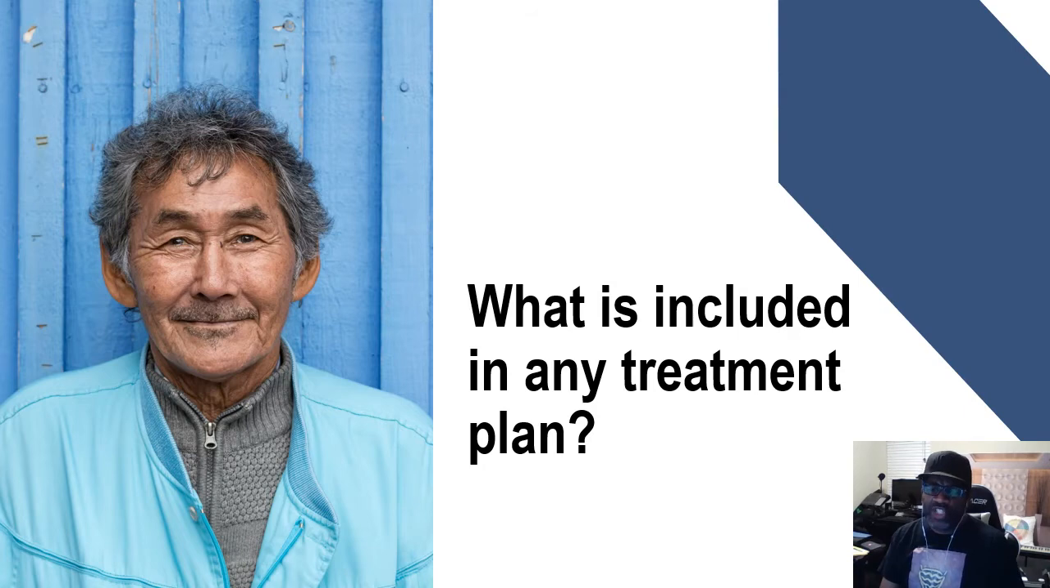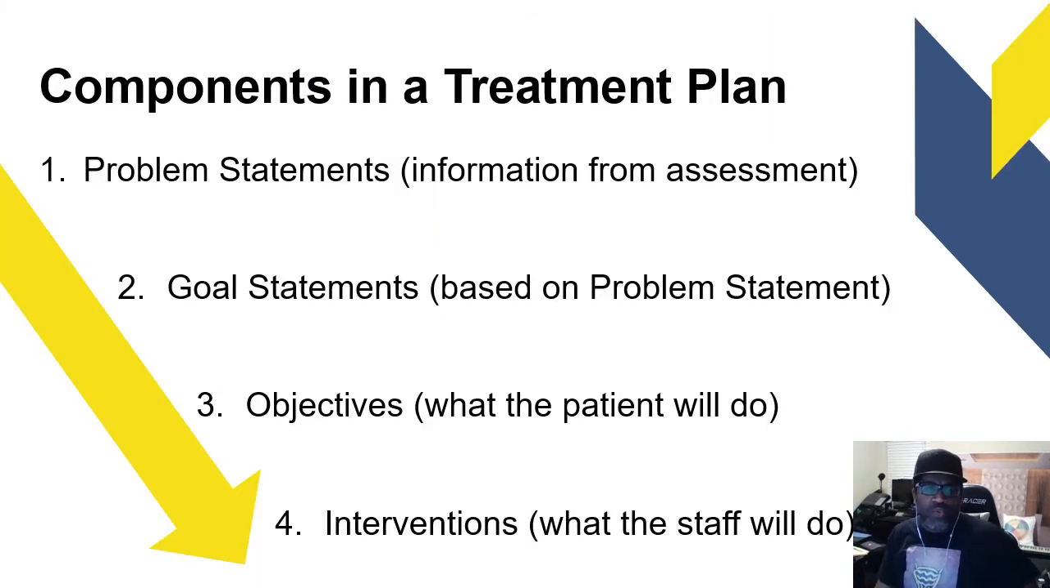What is included in any treatment plan? We'll pause a second while we marinate on that. Components of the treatment plan. 1. Problem statements, information from the assessment. 2. Goal statements based on the problem statement. 3. Objectives, what the patient will do. 4. Interventions, what the staff will do.